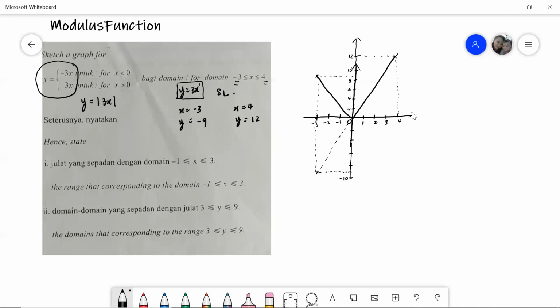So it's just like a tick. That's it. Don't draw beyond the domain given. Just stop when x equals -3 and x equals 4. So we have just done the sketching part.